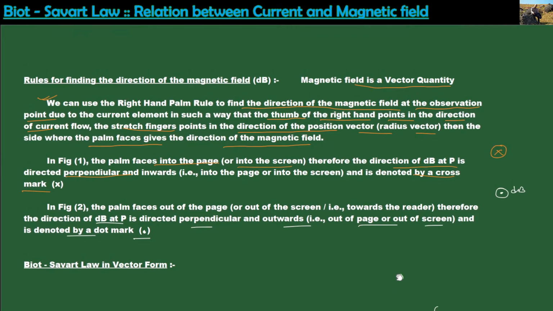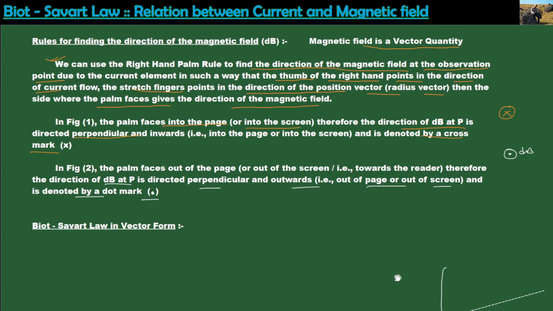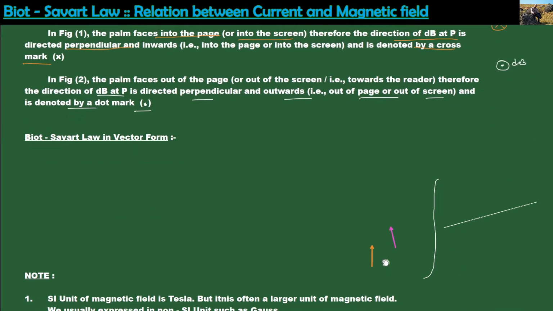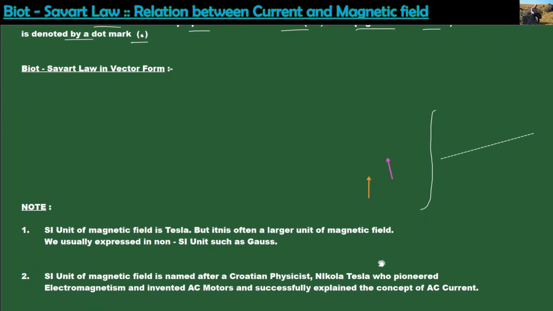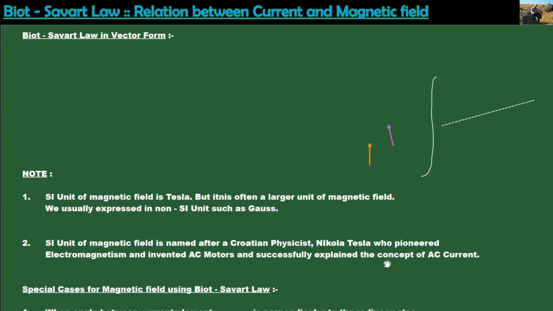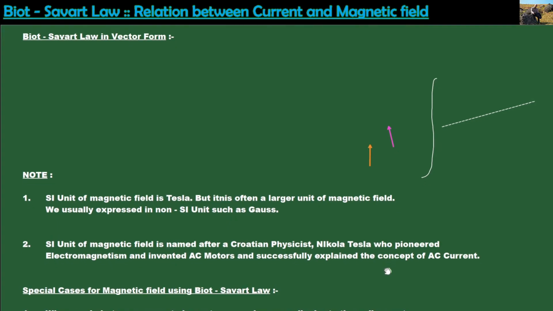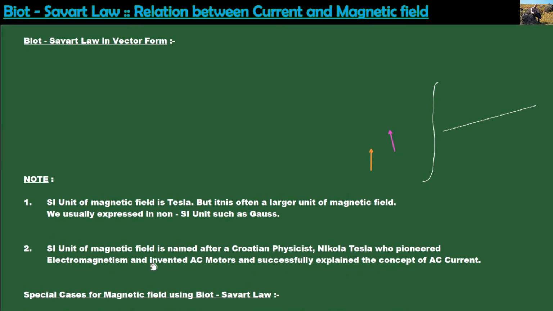So another important thing that we need to understand is the Biot Savart Law in vector form. In scalar form we have already been introduced that the magnitude of dB is mu naught by 4 pi, I dl sin theta divided by r square.